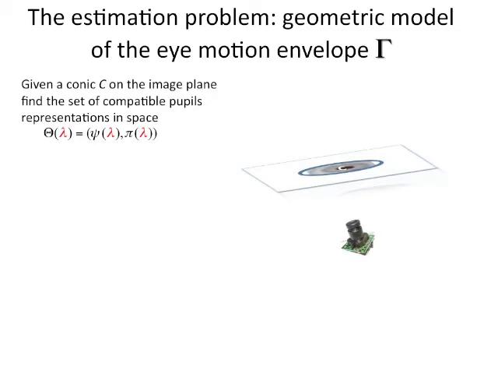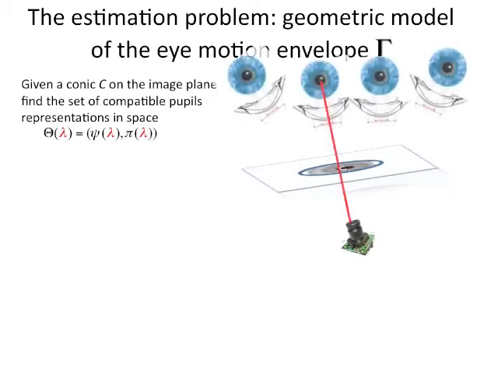The estimation of the gamma manifold is based on the definition of a set of pupil representations in space which are compatible with the pupil, imaged as the conic C. Theta is formed by the pupil center, psi, and the pupil plane, pi, which are defined up to an unknown scale factor, lambda.